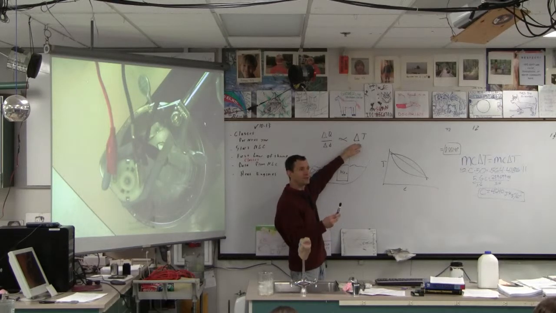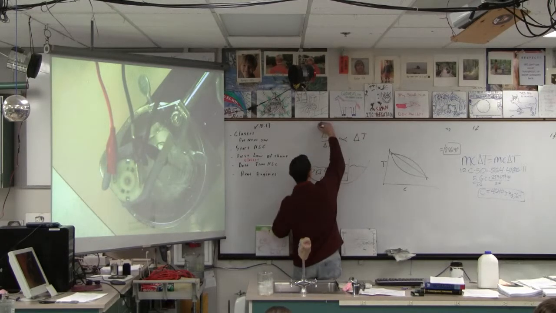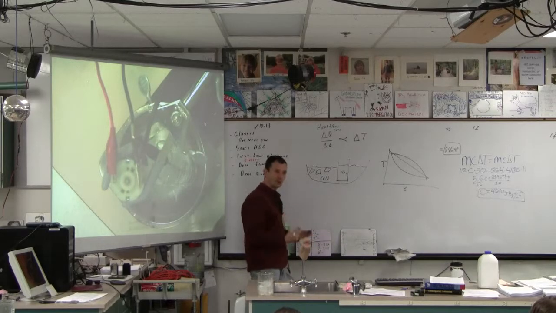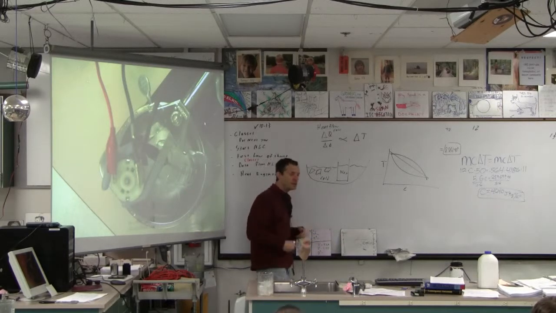Newton's law of cooling states that heat flows quickly when there's a big temperature difference, less quickly when so this thing here is our heat flow rate. So when there's a big temperature difference, heat flows quickly. When there's a small temperature difference, heat flows more slowly.